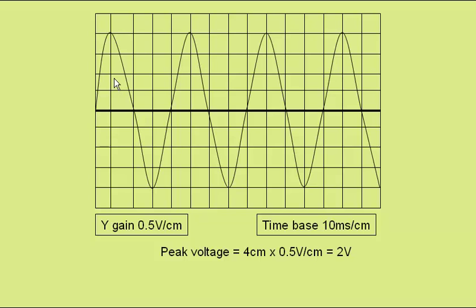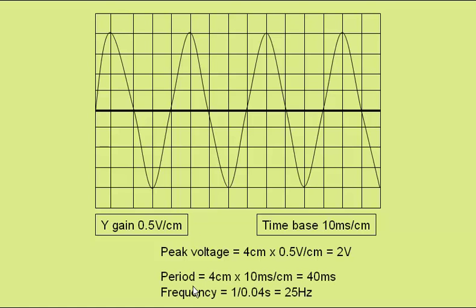The time period, well, going from this peak, we have to go 1, 2, 3, 4 centimeters to this peak, so the period is 4 centimeters at 10 milliseconds per centimeter, or 40 milliseconds. Frequency is 1 over time period, which is 1 over 0.04 seconds, or 25 Hertz. When you have smaller waves like this, it can be helpful to measure the time period across several.